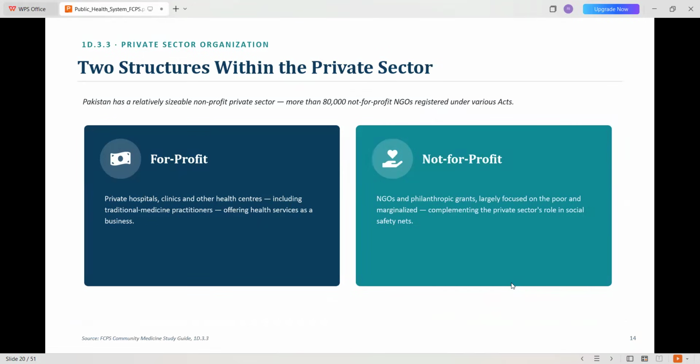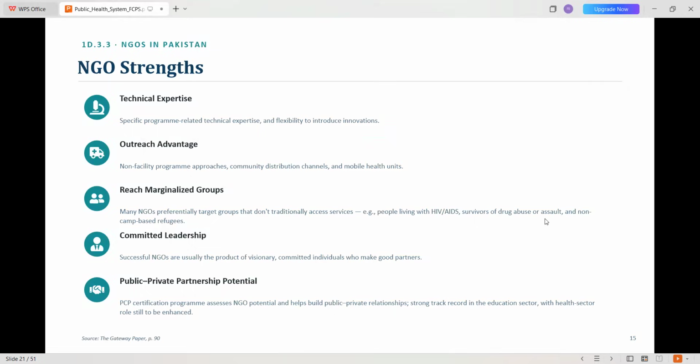So there are two structures within the private sector, for profit and not for profit. For profit includes private hospitals, clinics, and other health centers, including traditional medicine practitioners offering health services as a business. Not for profit includes NGOs and philanthropic grants, largely focused on the poor and marginalized, complementing the private sector's role in the social safety net.